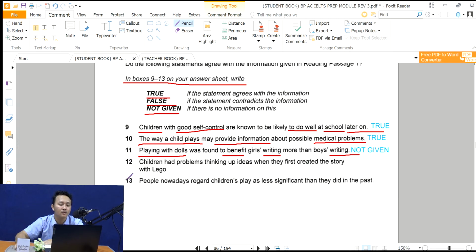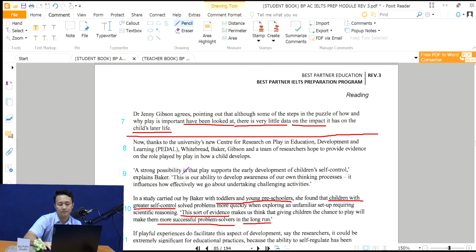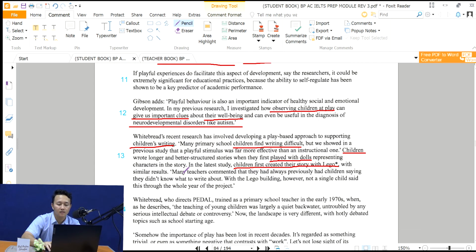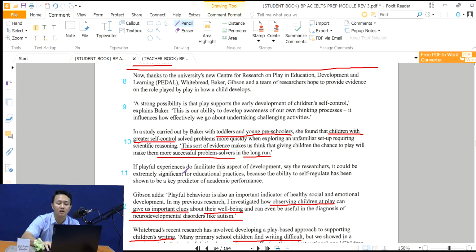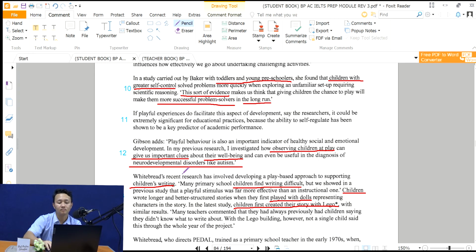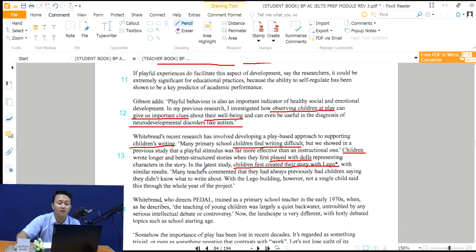Right? Now number 12, children had problems thinking of ideas when they first created the story with Lego. Okay, children, problem, idea, created story with Lego. Okay, now let's see the answer. Number 12. Children had problem thinking of ideas. Means that they are confused. Again, do not read the previous part. Okay, it's still in paragraph 13.